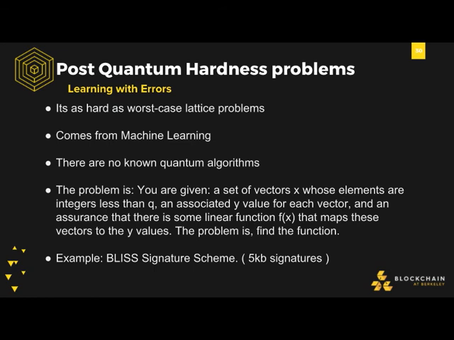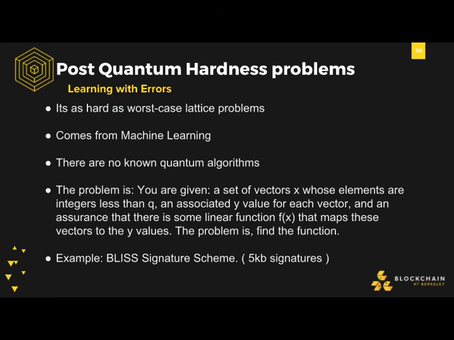So the problem is to find this function. One scheme is BLISS. I think this was co-developed by some Google engineers along with other cryptographers. The signature size is 5 kilobytes.